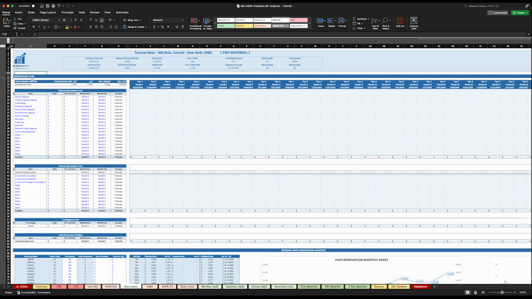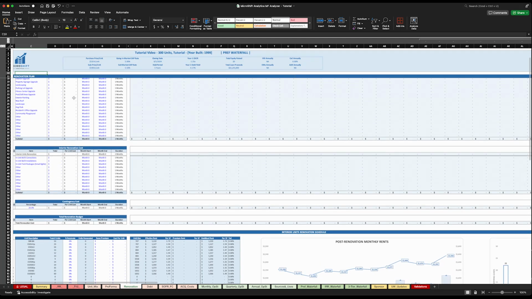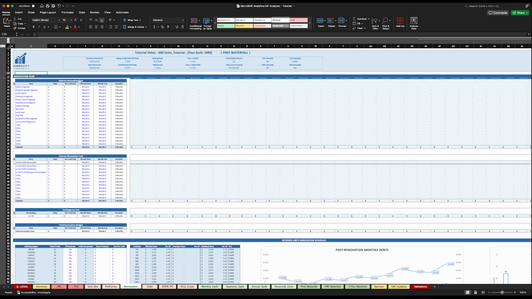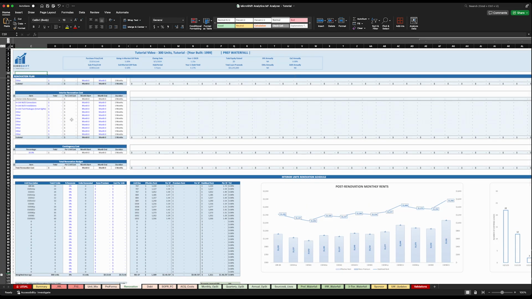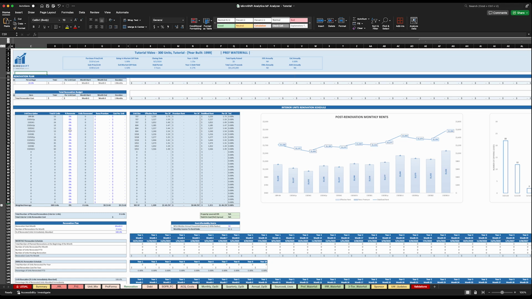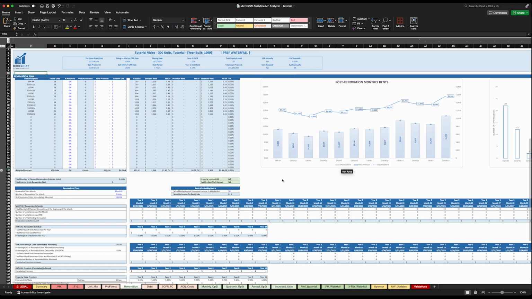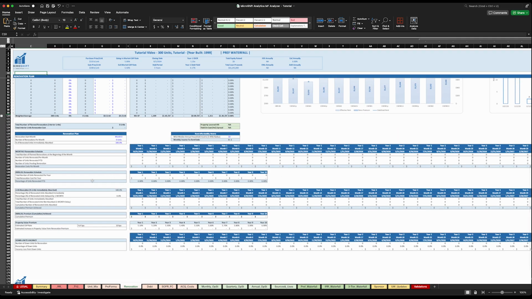When looking at the renovation plan, it's broken up into three main sections. The first section is your exterior renovation plan. The second section, which is the interior renovation plan, is broken up into two parts. One, the first table shows you an umbrella interior renovations, and I will explain what that means in a few minutes. The second part is your unit type specific interior renovations. And as you make changes to the unit type specific renovations, the charts to the right, the post-renovation rent, will also be adjusted.